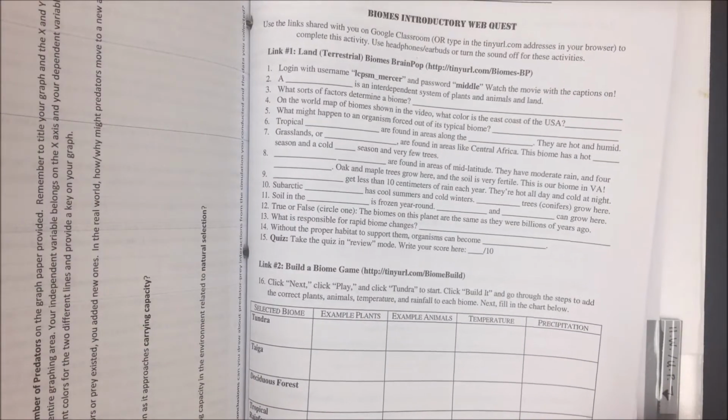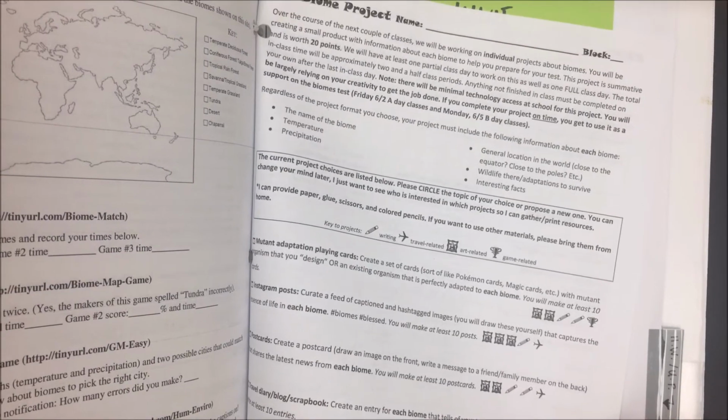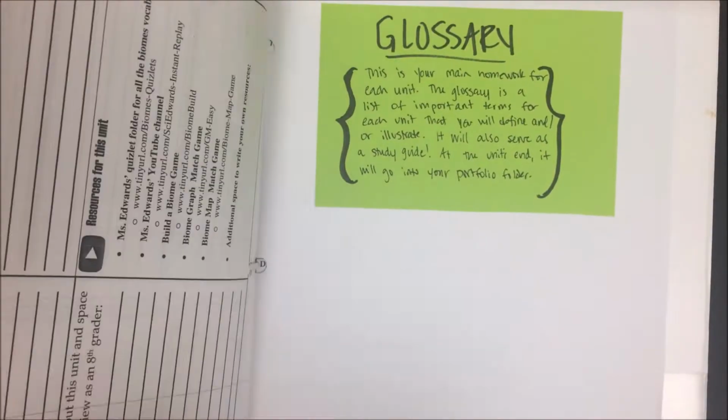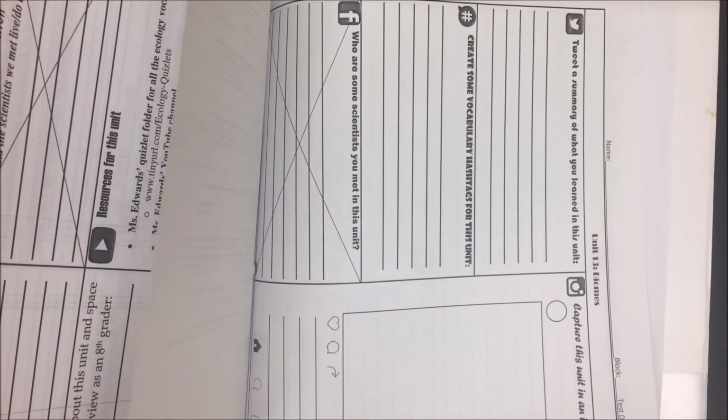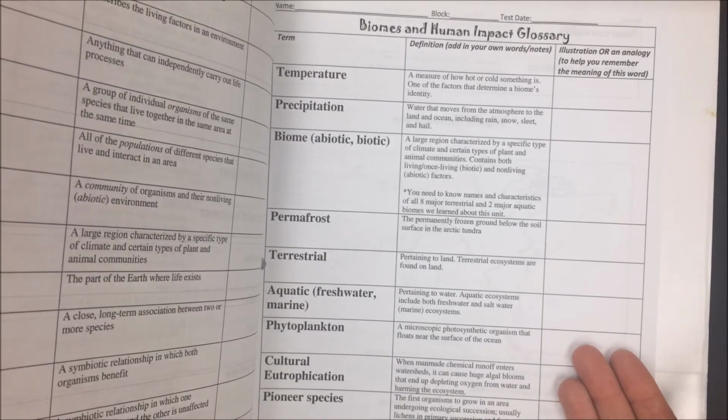In your labs and projects section, you have your Biomes Introductory Web Quest and the paper outlining the Biomes project. When you get this paper, your unit portfolio on Biomes sheet will also be helpful for studying. And of course, you have your Biomes glossary.